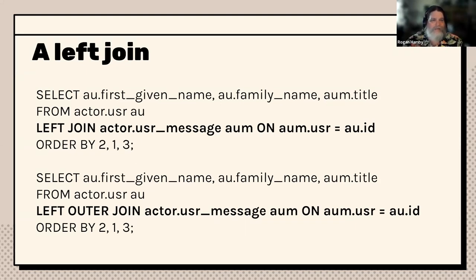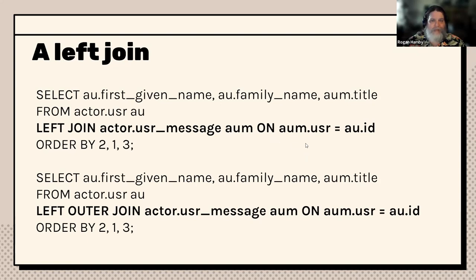And what this does is it says, hey, we're going to look at the actor user table and we're going to join to the actor user message. But we don't want just those patrons that have entries in actor user message. We want to see when they don't also. We want to see a whole list of them. And maybe somebody's come to you and said, I want a list of every patron, and if they have messages, those messages listed beside. And that's what this would do because we're doing that left join.